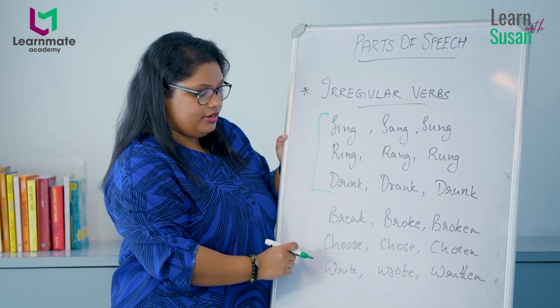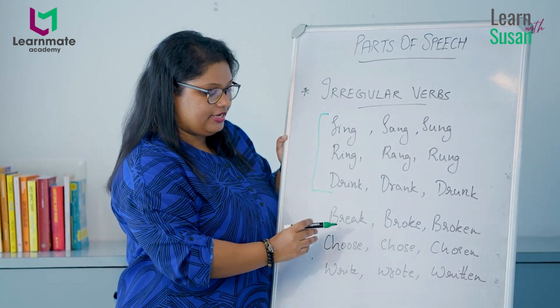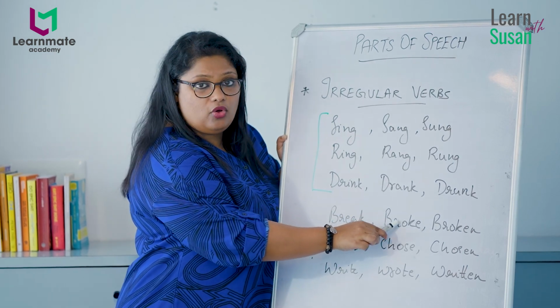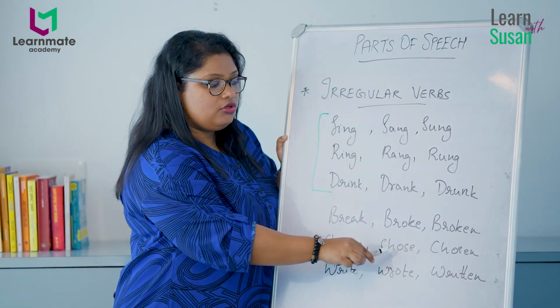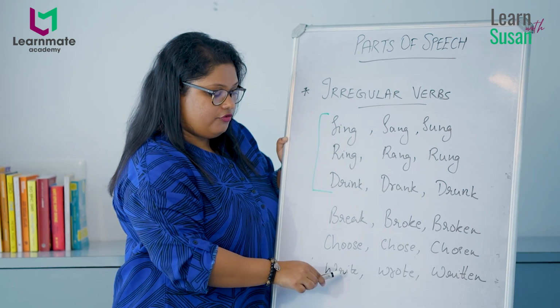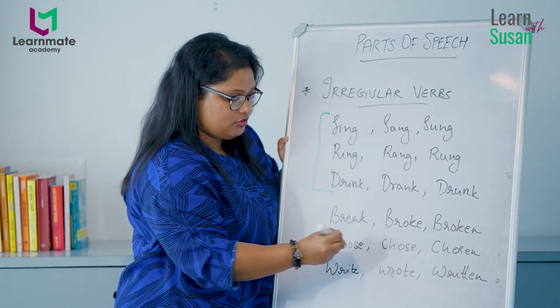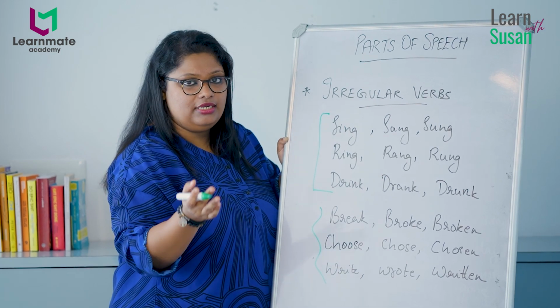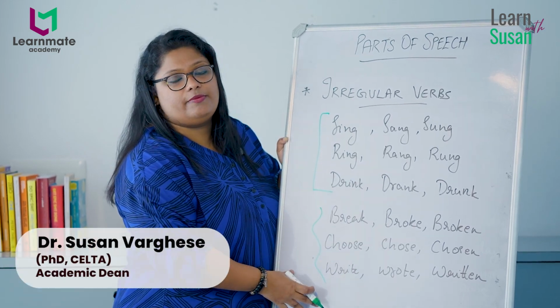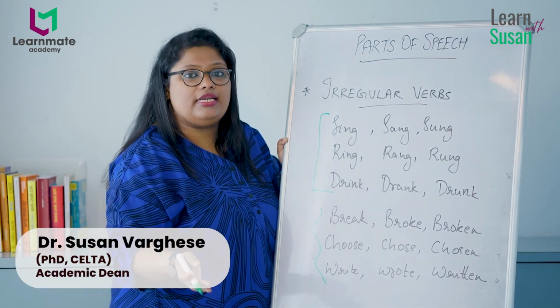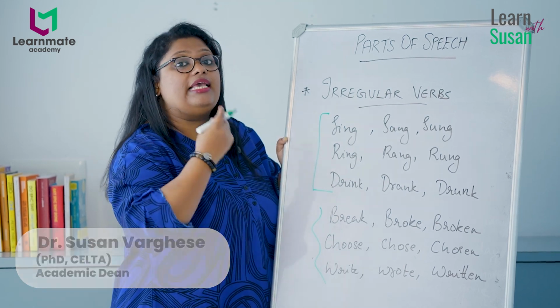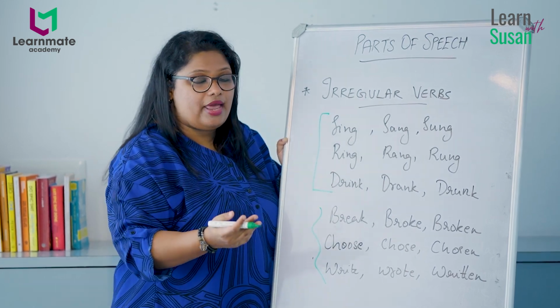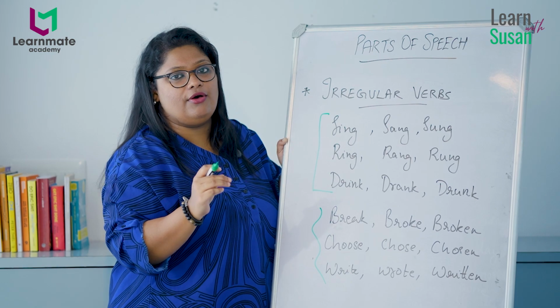Now here we have another set of patterns that can be seen: break, broke, broken, choose, chose, chosen, write, wrote, written. So they also form a distinct set of patterns when it comes to irregular verbs. So irregular verbs, how to identify them? Keep practicing, keep memorizing. The more you practice it, the more it will stay in your memory.